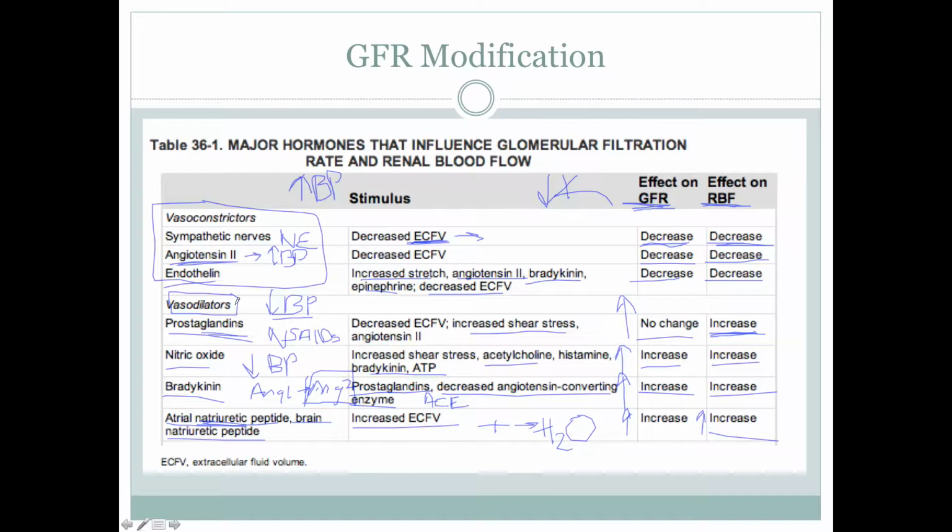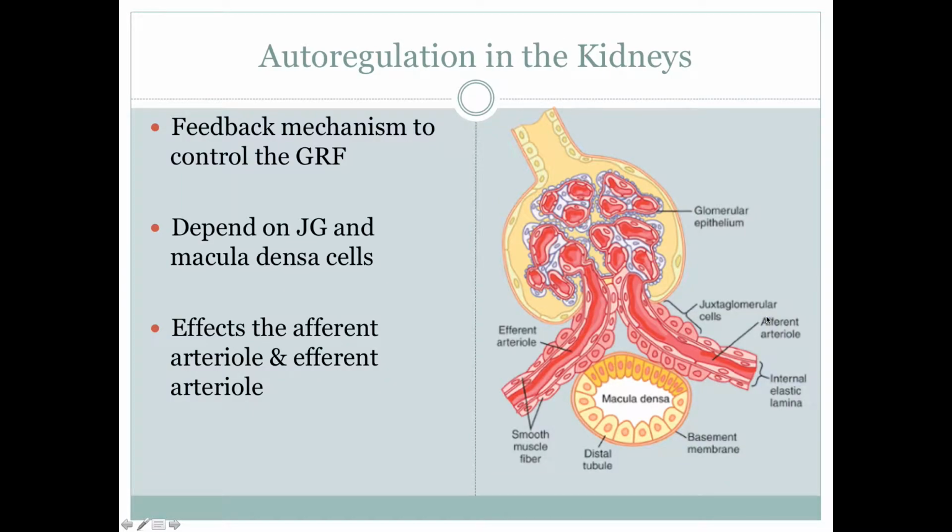So the bottom line is that anytime there's systemic raise in the blood pressure, we're generally going to decrease kidney filtration and activity. Anytime there's a decrease systemically in blood pressure, we're going to have to generally increase the level of filtration in the kidneys. So those are things that modify that all of the time.